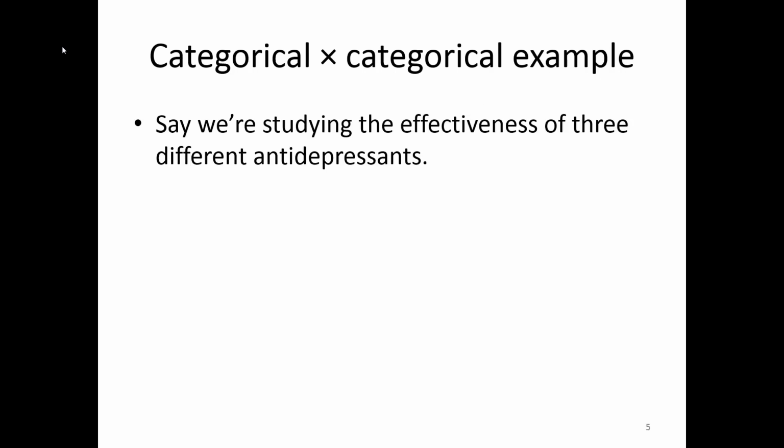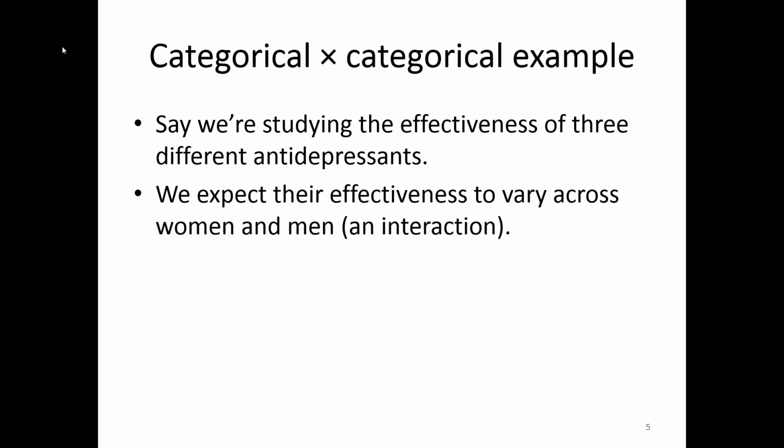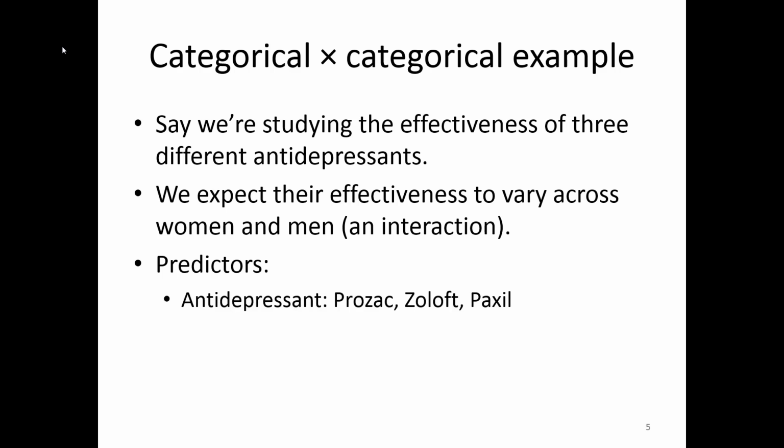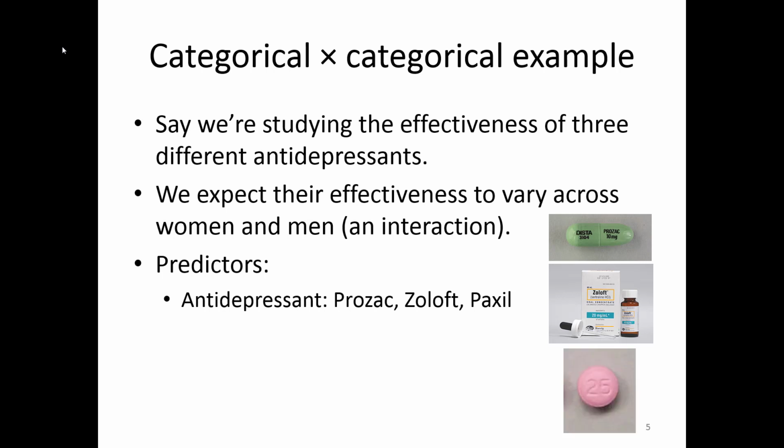Okay, so say we're studying the effectiveness of three different antidepressants. We expect their effectiveness to vary across women and men. So these are two variables we're treating as categorical. Our predictors for antidepressant, we're just using old school SSRIs. I don't know what the current medicine is for depression, but Prozac, Zoloft, and Paxil have been around for quite some time, and I guess they're still being prescribed. I really don't know. So there's Prozac, Zoloft, and Paxil. And then for sex, we have female and male.